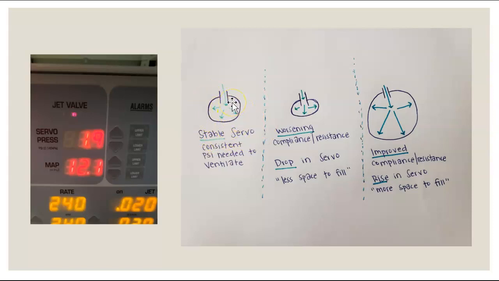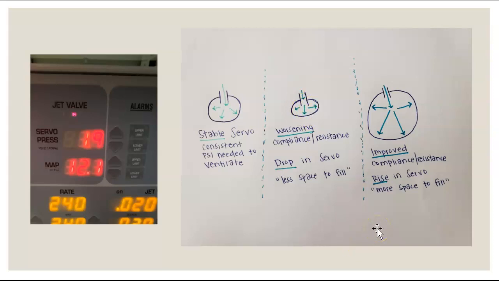Let's say we're having worsening compliance or there's a giant mucus plug or something. Please forgive me for not being an art major, but see how this is a smaller alveoli than this one? Now we're going down in size. Worsening compliance and resistance, we have a drop in that servo pressure. So we have less space to fill, so I need less power to fill it up. So my servo's going to go down because I have less PSI needed to fill up this little space.